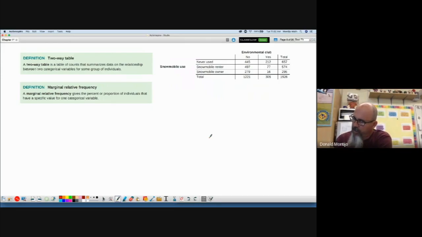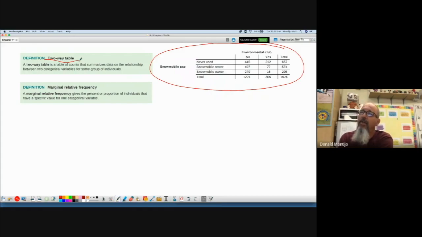This table over here is what we're going to refer to as a two-way table. A two-way table counts and summarizes the data on the relationship between two categorical variables. So the two variables we're looking at are snowmobile use and environmental club. So this two-way table is going to show us this. Okay. Now, what are we going to do with this two-way table? We can answer all kinds of questions.